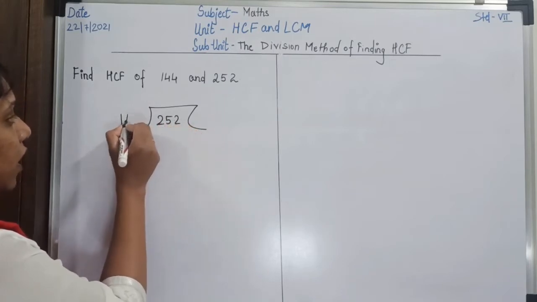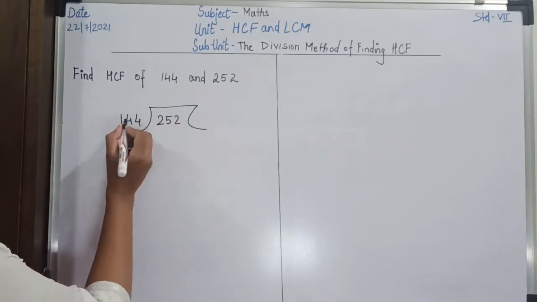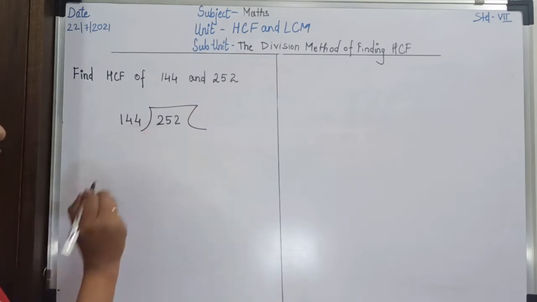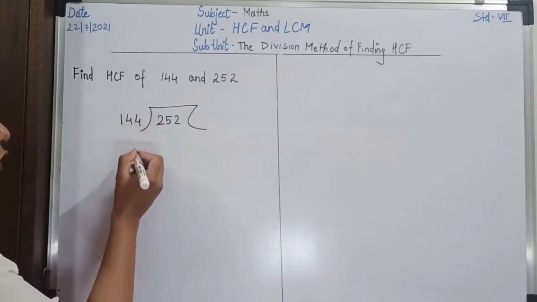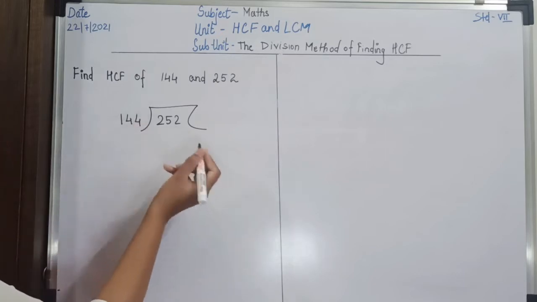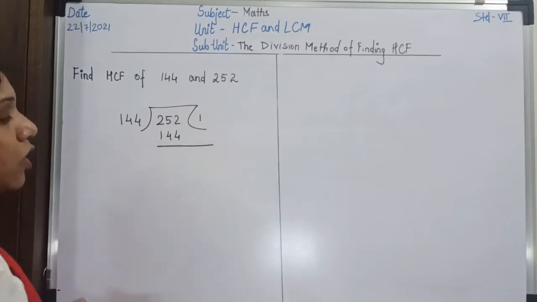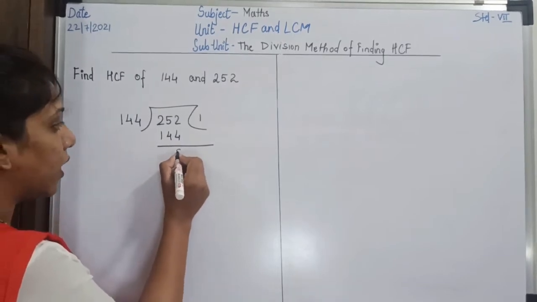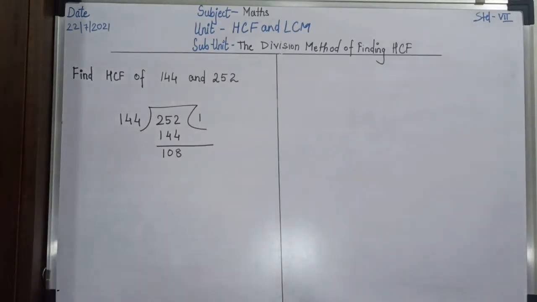252 and 144. So 252 divided by 144. We need to check which multiple we can subtract. 144 into 1 is 144. 144 into 2 is 288, so the second multiple is too big, right? So we will only multiply by 1. 144 into 1 is 144. So our remainder over here is 108. Now if you observe the second step, it says divide the previous divisor by the remainder in this division.